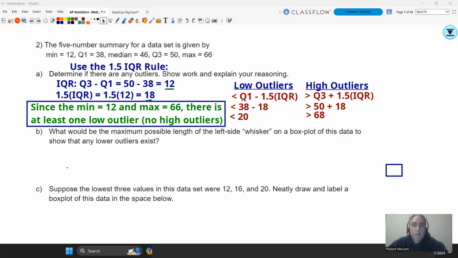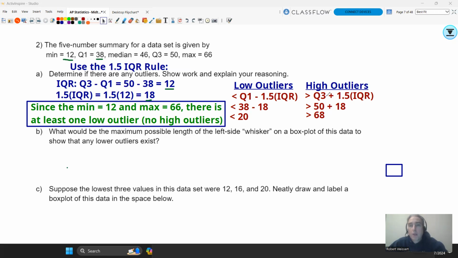So if you're on the low side, subtract that from Q1. Since Q1 is 38, 38 minus 18 is going to give you 20. That means anything below 20, less than 20, is going to be considered an outlier. Since I have a minimum of 12, 12 is going to be an outlier. There could be other outliers as well. Anything below 20 would be considered an outlier, but I know at least 12 would be considered one.